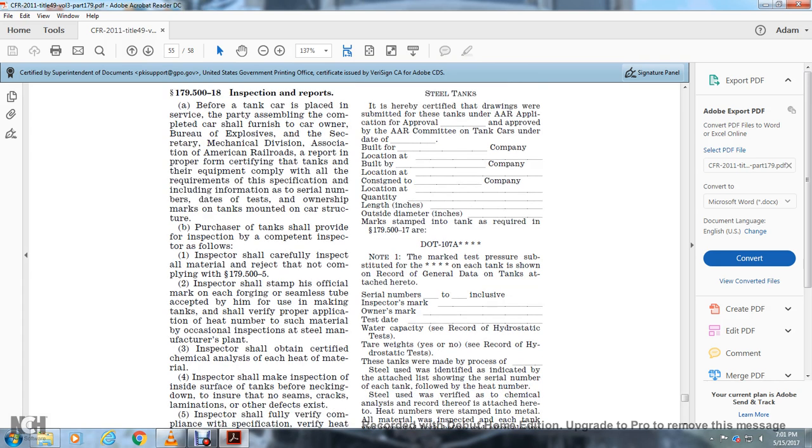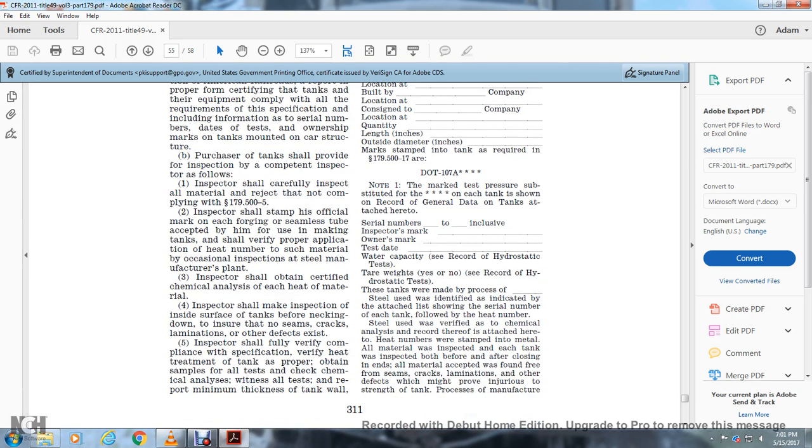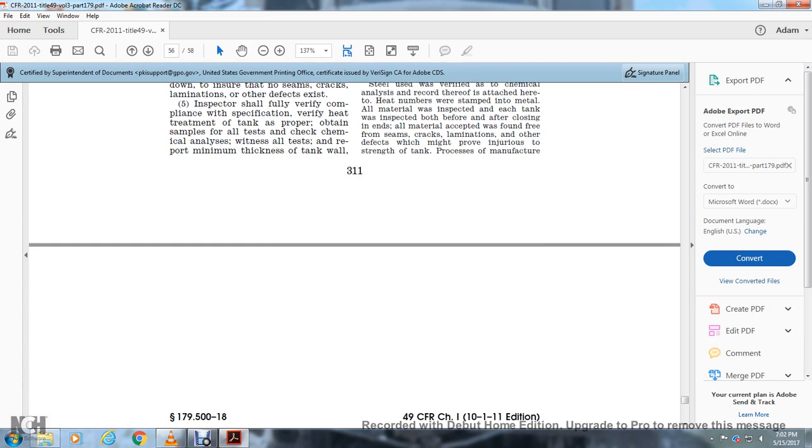These tanks may be processed blank steel with identified indicator, with attached showing the serial number. Each of the tanks is filed with the heat number of the steel, verified with the chemical analysis record attached, with the heat. The treatments were stamped in the metal, with all the material inspected. Each of the tanks was inspected both before and after closing, and all the material was found free of seams, cracks, laminations, and other defects which might prove injurious to the strength of the tanks from the process manufacturer.